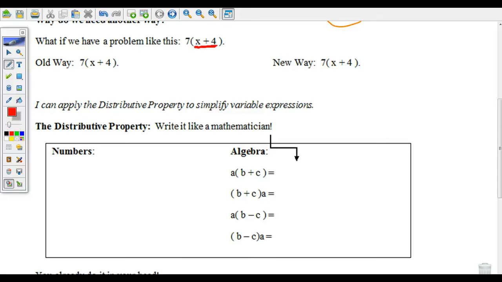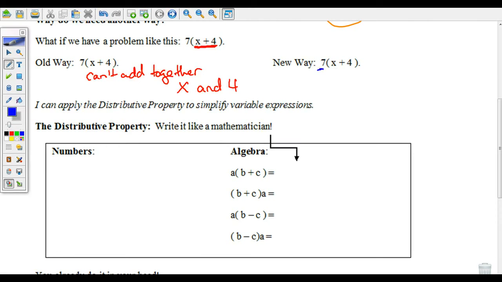So since we can't do that, we're going to have to go back outside and do the distributive property. So let's write a little note there. We can't add together x and 4. We ran into a problem. So here's what we're going to do for our new way. We're going to use that distributive property.